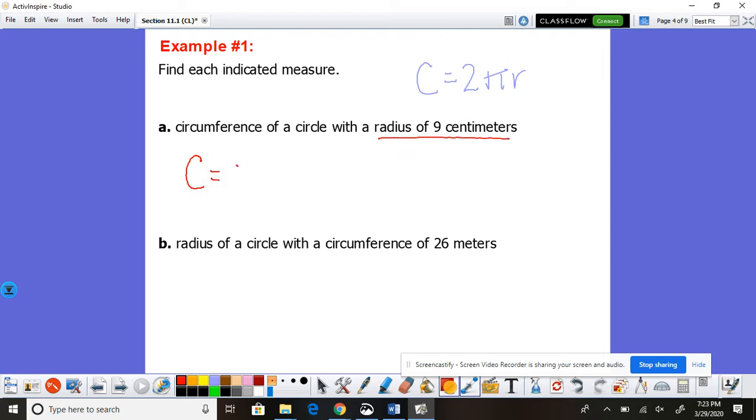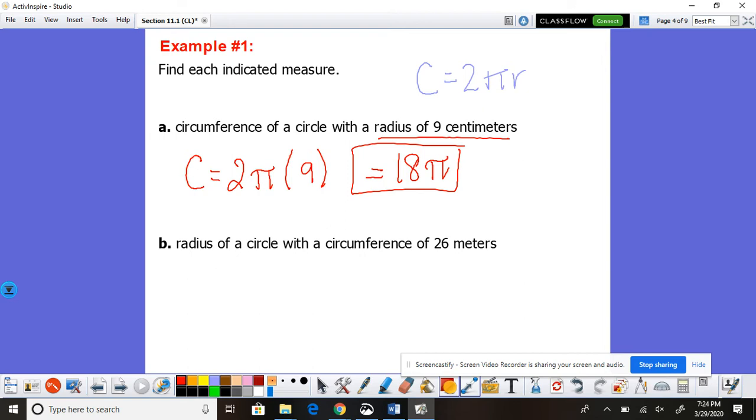All right, so we want to find the circumference when the radius is 9. So our r is going to be 9. So this is just going to be 2 pi times r, which is 9. If we simplify this, that would be 18 pi. I'm just going to leave it as that. If you guys want to put 18 times pi in your calculator, get a decimal, that's fine too.